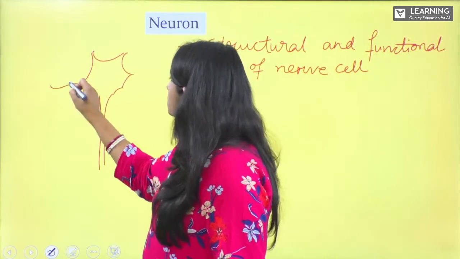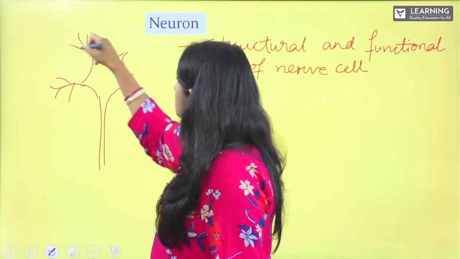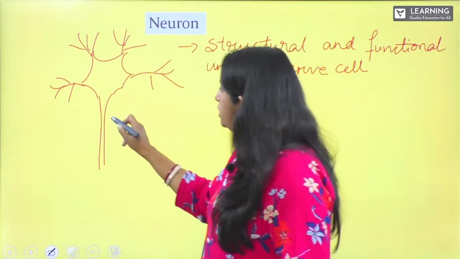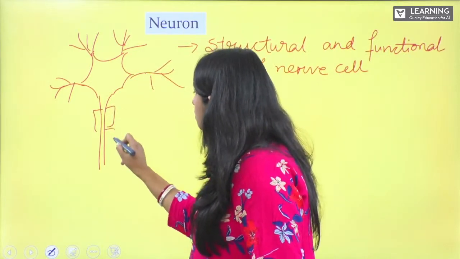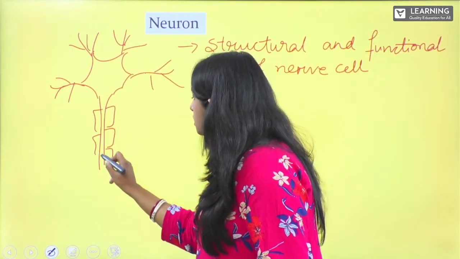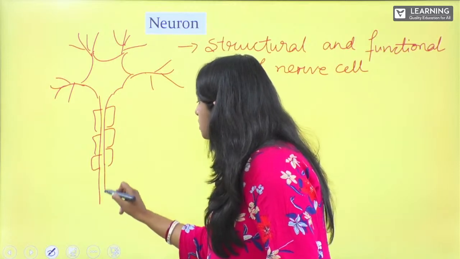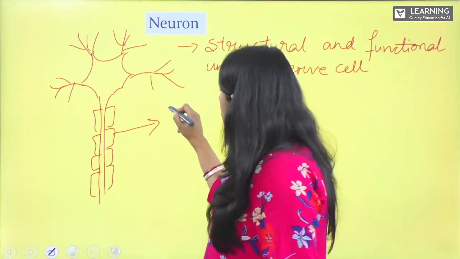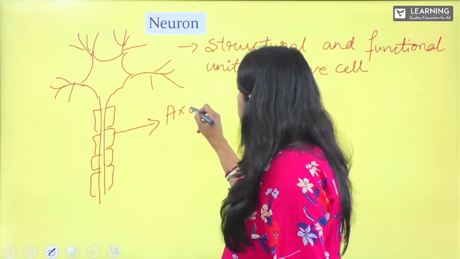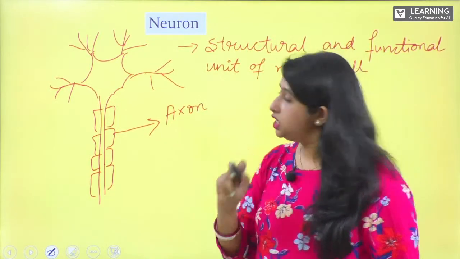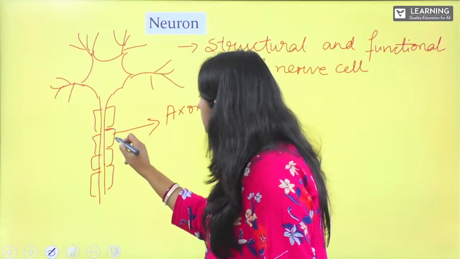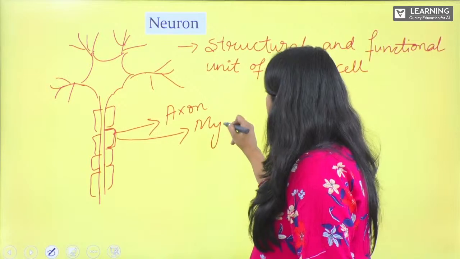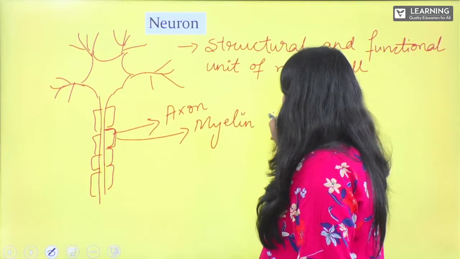So these are the dendrites, right? These are the dendrites, many dendrites, and this is the myelin sheath. This is the myelin sheath. This is axon. This part is known as axon. Axon is covered with myelin sheath. So this covering is known as myelin sheath.